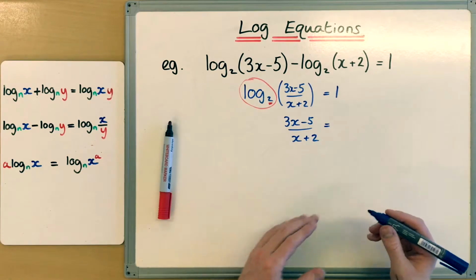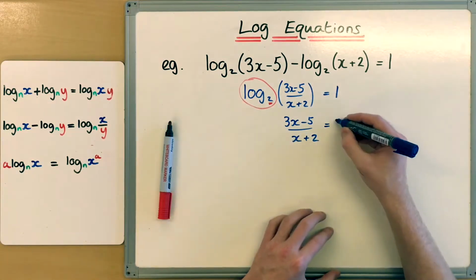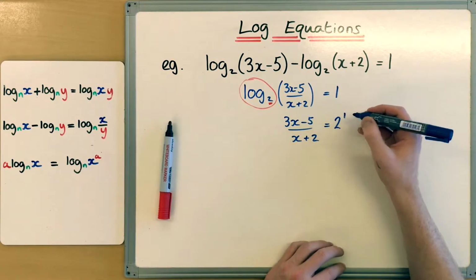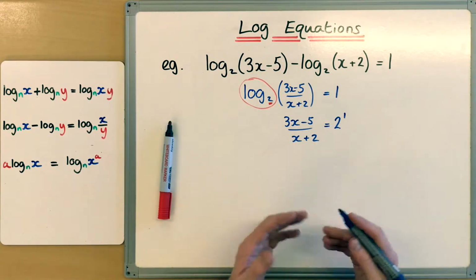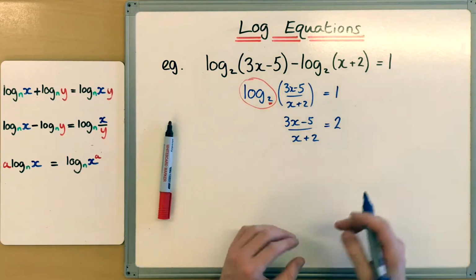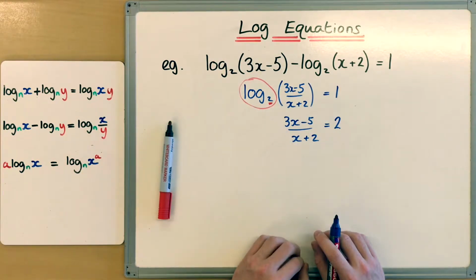Brackets no longer needed. And on the right hand side, well, the opposite of a log to the base 2 is an exponential to the base 2. So 2 becomes a base, and that 1 gets pushed up as a power. I can leave that there, or I can say, well, 2 to the power of 1. That's just the same as 2. There we go.